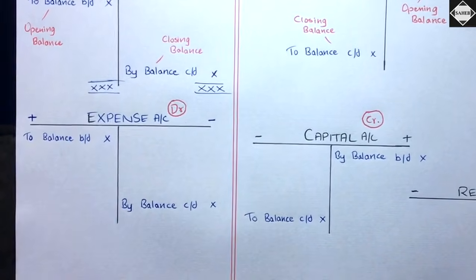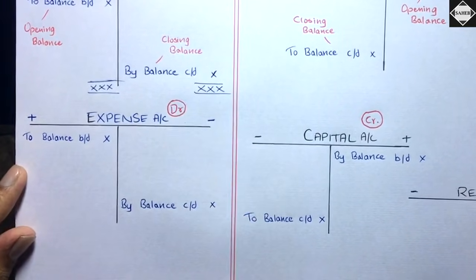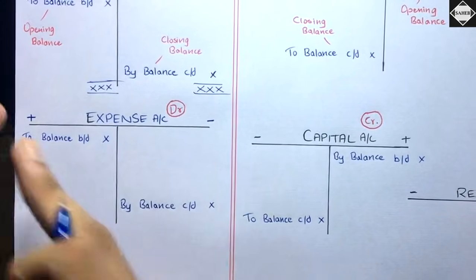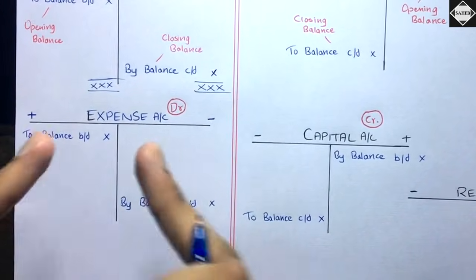And again, in the exam and everywhere, you will not take this plus minus. No, you have to understand expense account has debit balance. So to increase this account, I'm going to debit that. To decrease this account, I'm going to credit that.